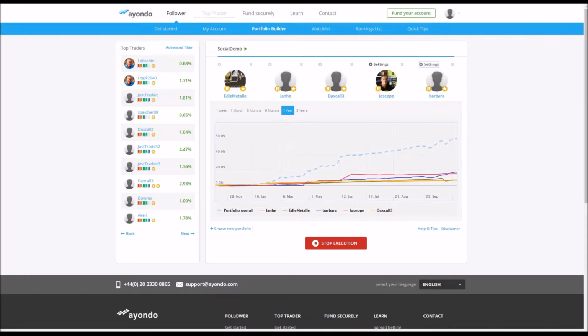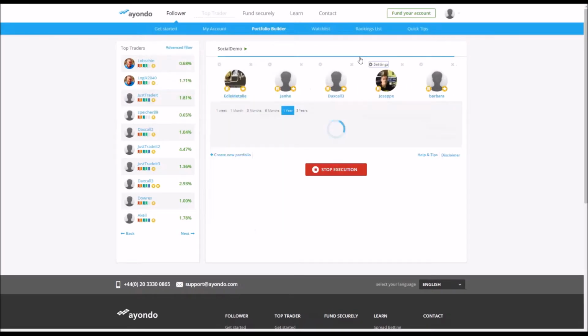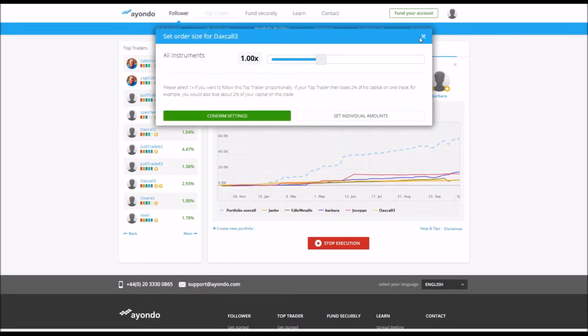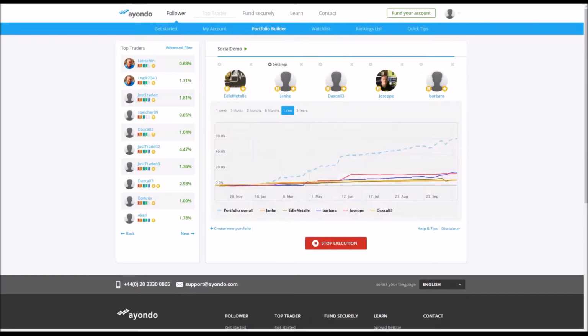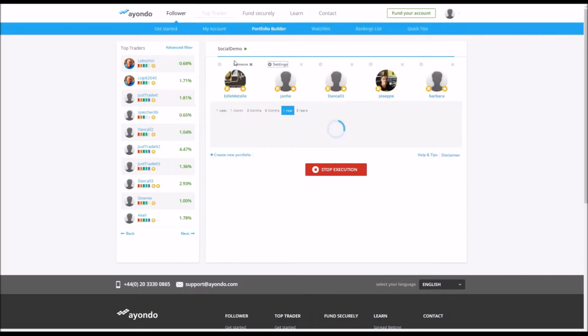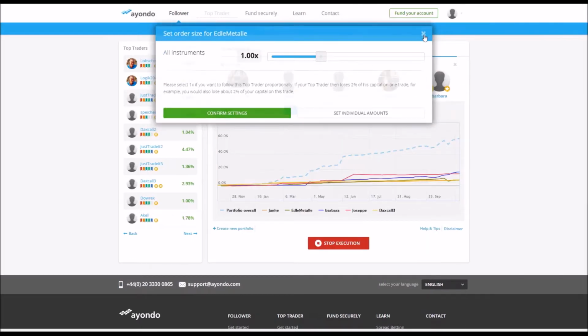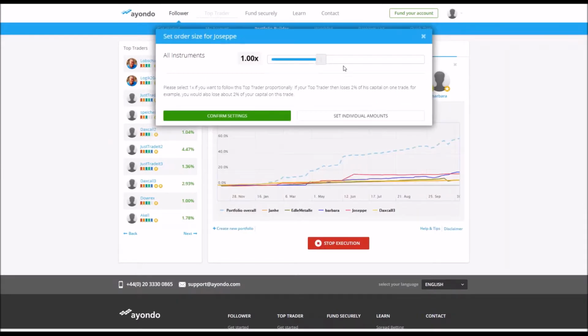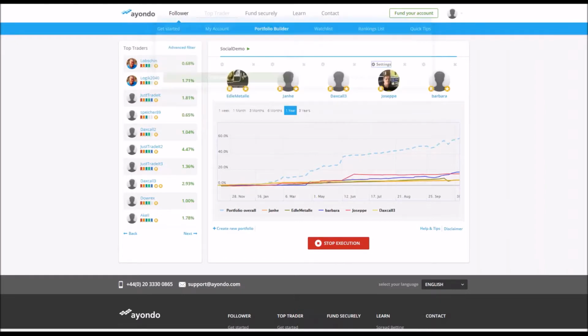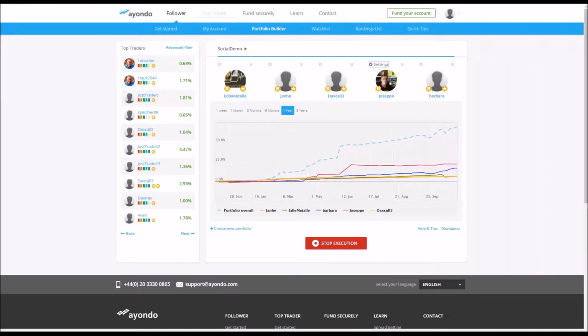Let me just make sure I'm the same on all of these. So I'm 1 for Giuseppe, 1 for DAX Call 3, 1 for that one, Jane, and 1 for Freedom Itself. Let's bump Giuseppe up. He's on a bit of a hot streak at the moment. Let's go mad. Go 1.5. So if that one risks losing 2% of their account, it will be 3% risk on my account. And so that's it. So we've set up our risk.